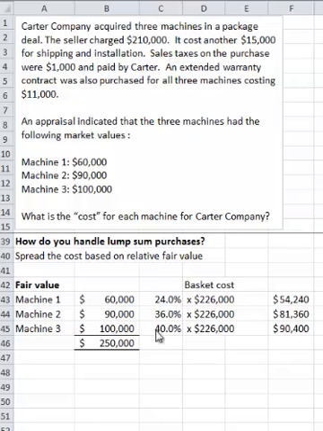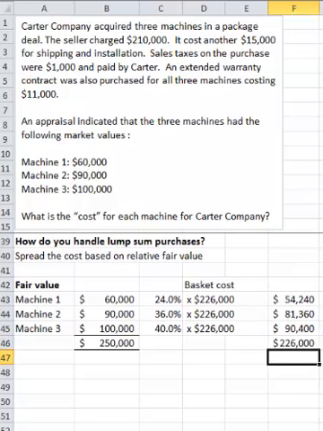So I took the 24%, multiplied it times the original cost of the basket, the 226 that we computed, and get the 54,240, and I did that for each of the 3 machines. Now you can check your answer to see if it's right by adding those 3 up and making sure they come back to the original cost that you were supposed to be spreading to your 3 assets. So let me check my answer here, and I do get the 226. So that's telling me that my math is probably correct and I didn't do something strange.